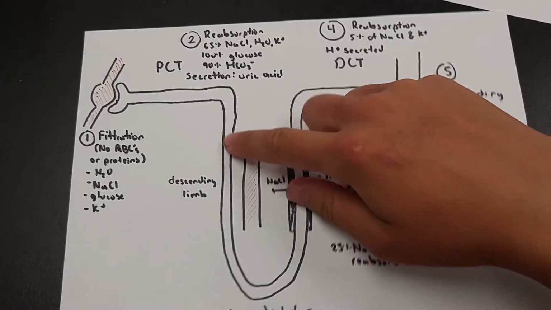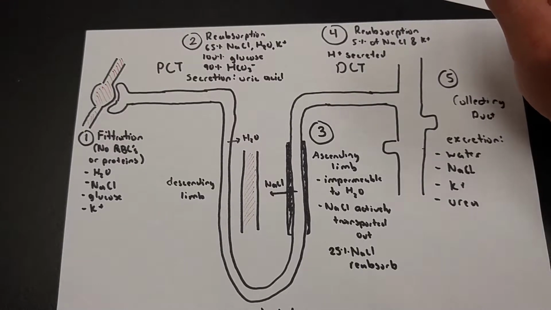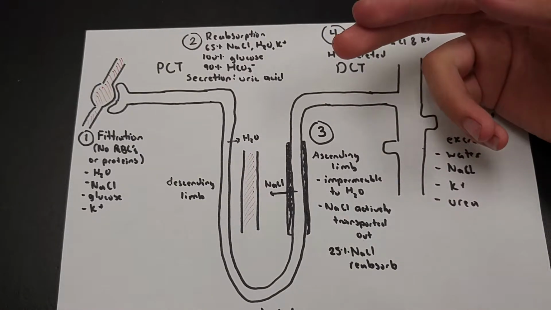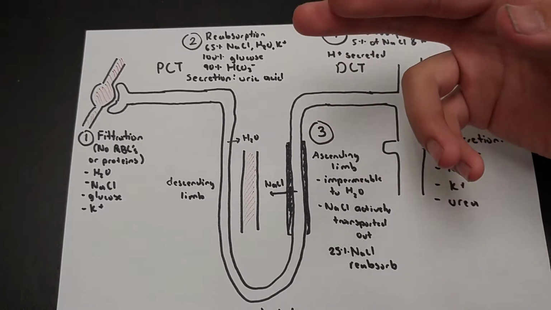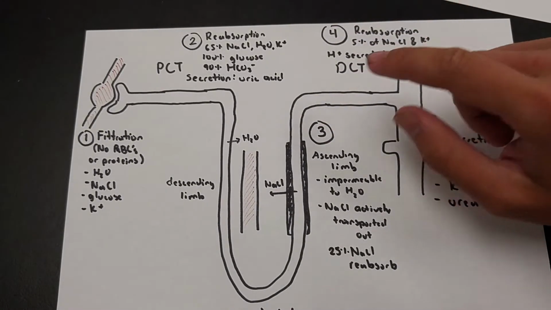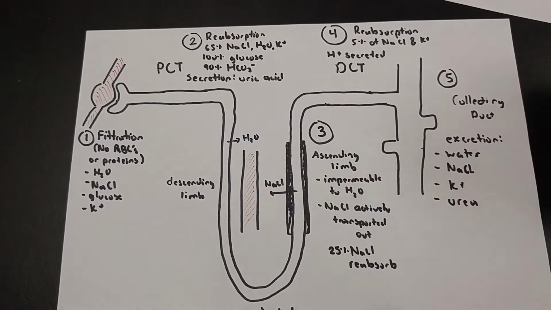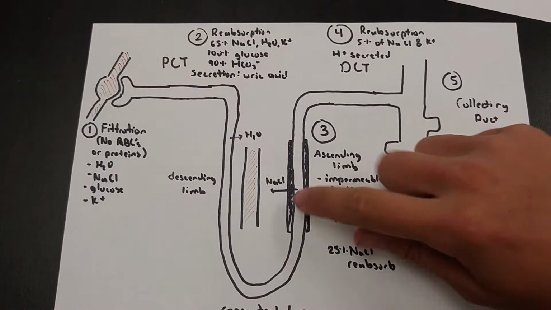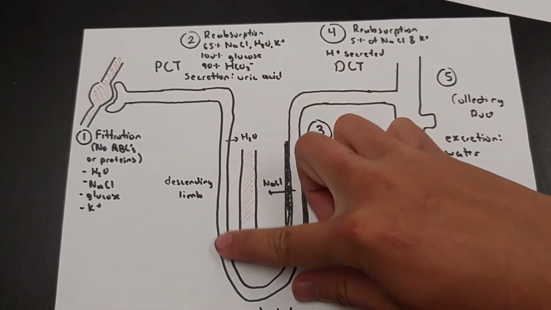Right, so next is the loop of Henle, right? So what the loop of Henle really does is it wants to reabsorb the water and also reabsorb more of the sodium. So how it works, we gotta look, it goes this way, right? But let's actually go backwards because it'll make more sense. So this is the ascending limb because it goes up, and then this is the descending limb because it goes down.